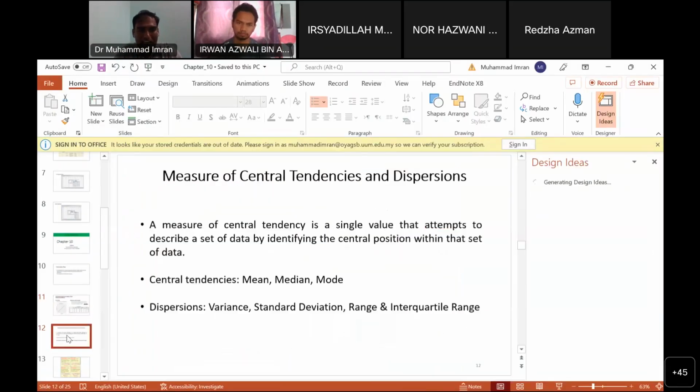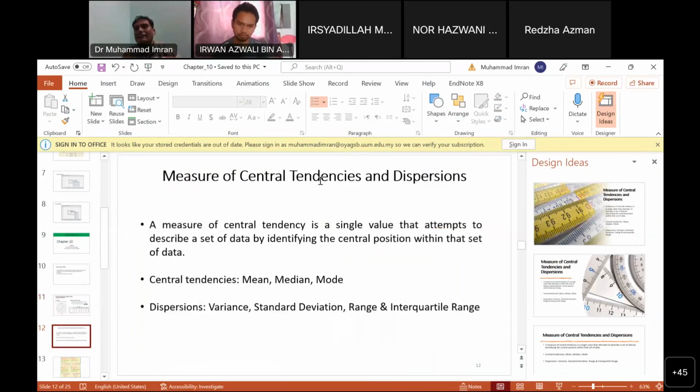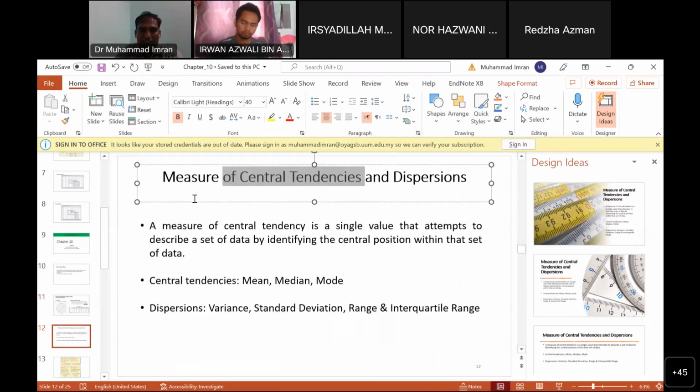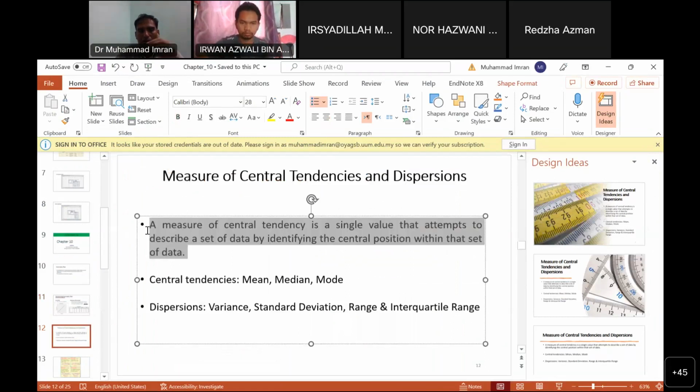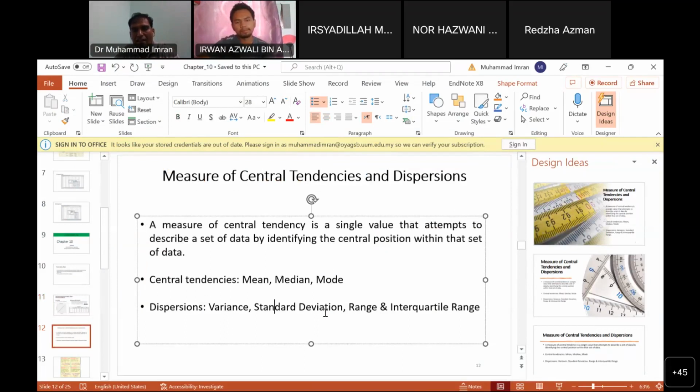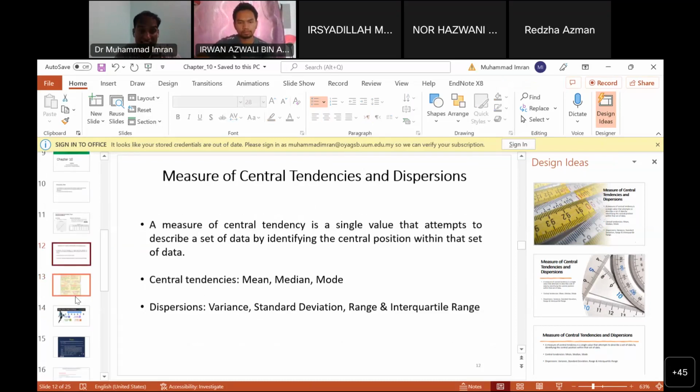Now let's move on to central tendency, the third criterion: measures of central tendency and dispersion. My dear student, you must care about these two things. A measure of central tendency is a single value that attempts to describe a set of data by identifying the central position within the set. These are mean, median, and mode. Then dispersion: variance and standard deviation, meaning how far your data spreads. We'll discuss them one by one, for your easiness and understanding.